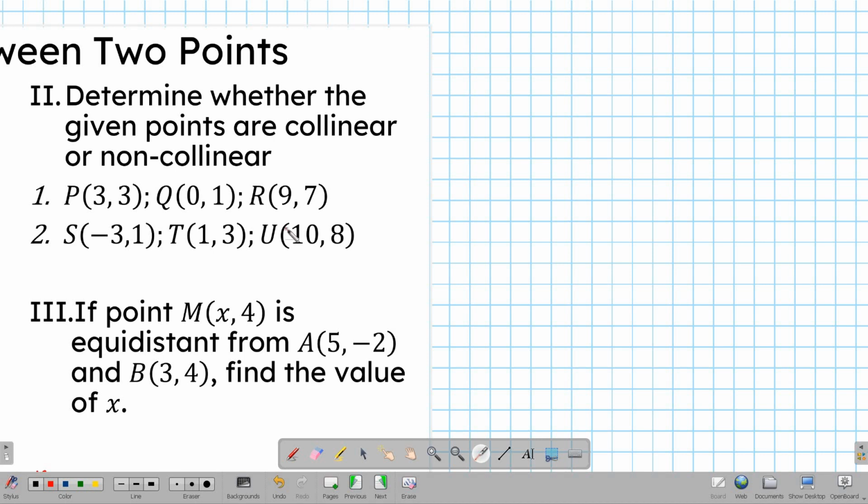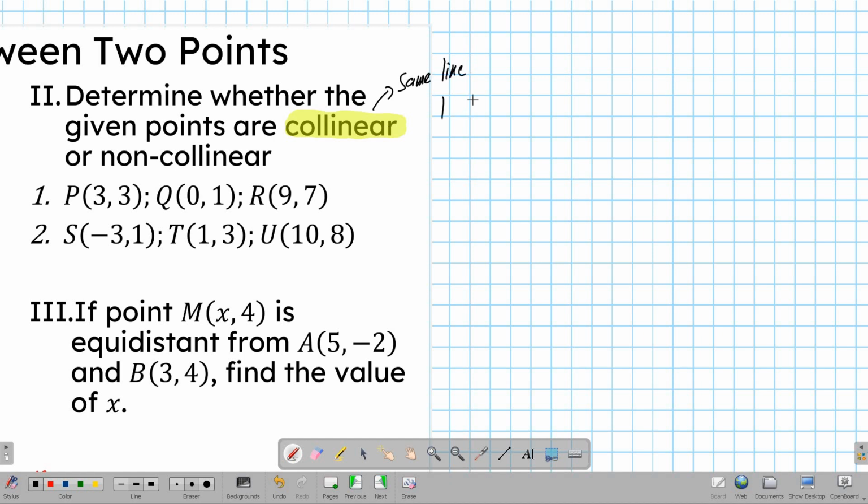Now, another concept in geometry where we can use the distance formula is determining whether points are collinear or not. When we say collinear, let's highlight this, when we say 2 or more points are collinear, it means they are on the same line. That's why it's called collinear.